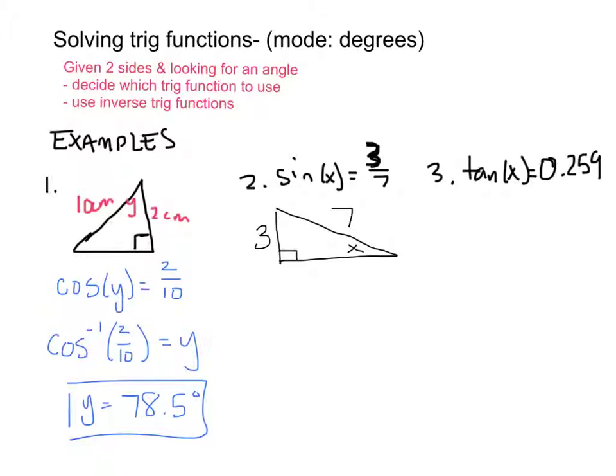Well, since that's already set up, the sine of x equals 3 over 7, I can solve that by the inverse sine of 3 over 7, which is going to give me my angle x. Okay, so x is equal to 25.38 degrees.